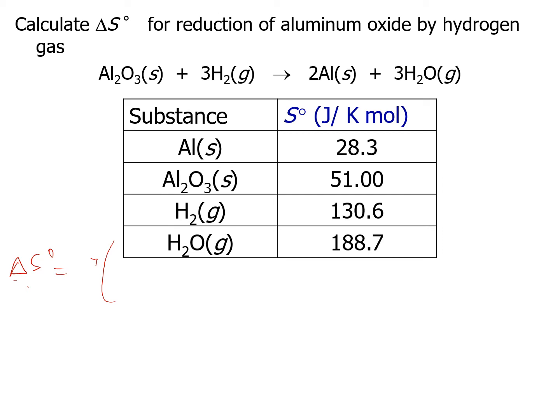Aluminum. How many moles of aluminum? We have 2 moles of aluminum. So it's going to be 2 times the entropy of aluminum, plus, how many moles of the second product? 3. So 3 times the entropy of water. That is the sum of our products, minus the sum of our reactants. How many reactants?